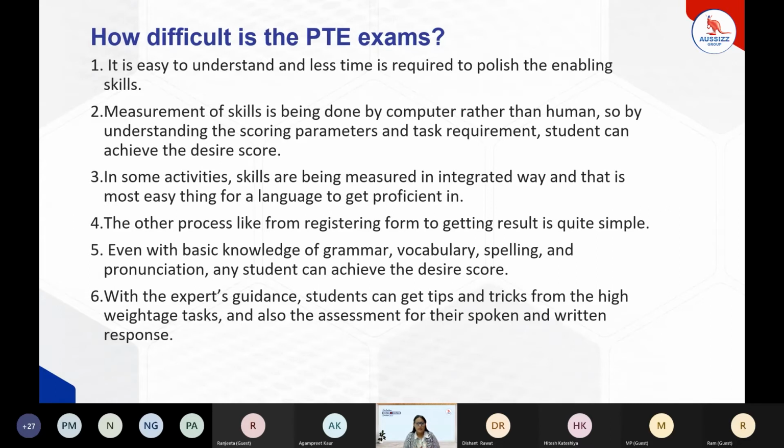All right. Apart from that, the skills are analyzed. For writing, definitely grammar, vocabulary and spelling are always important. For speaking, fluency and pronunciation are important. So if we work towards the enabling skills, it will give us the output towards the communicative skills. All right. So the next point is that even with the basic knowledge of grammar, vocabulary, spelling, pronunciation, those enabling skills, any student can achieve the desired score.